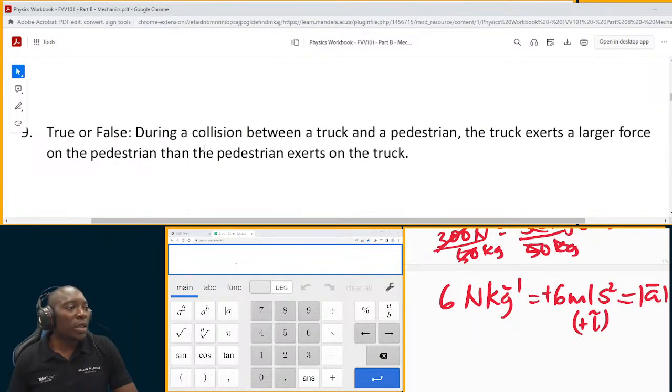So during a collision, that's example number 9. During a collision between a truck and a pedestrian.